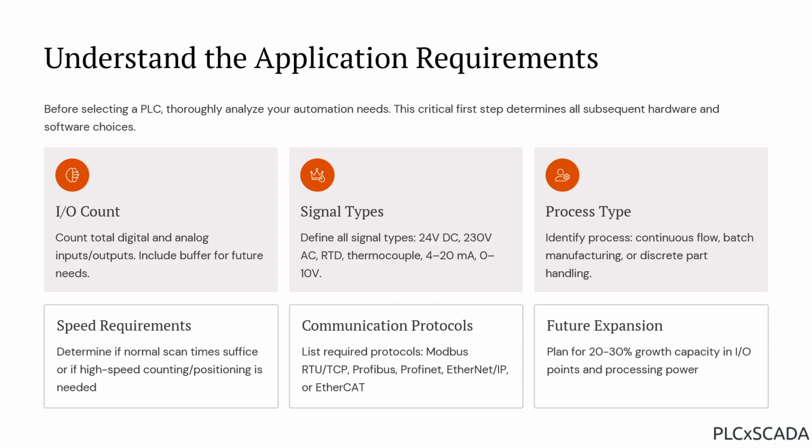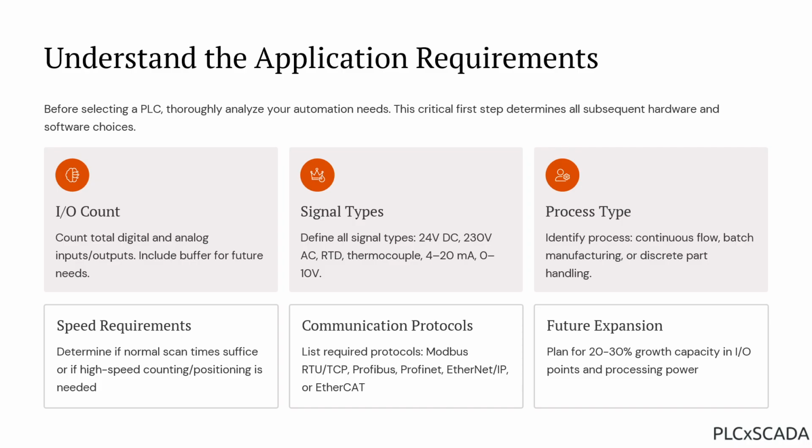So, first, we have to understand the application requirements. Before selecting the PLC, we have to understand the application thoroughly. In this section, first we have to understand the total number of inputs and outputs. In the inputs and outputs, both digital input, digital output, and analog input, analog output, we have to consider.